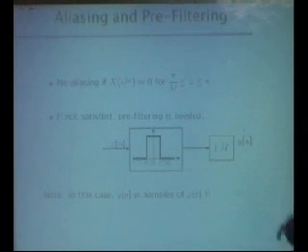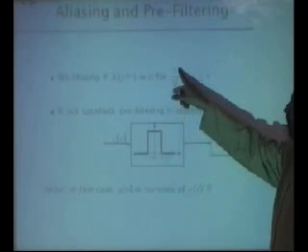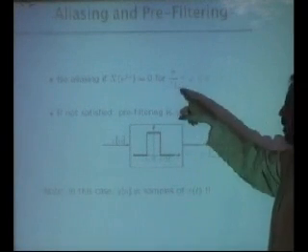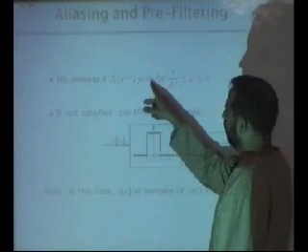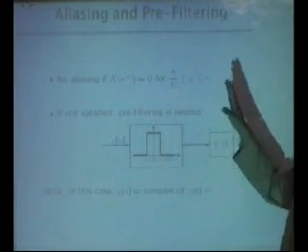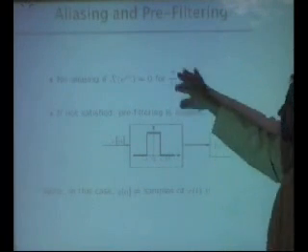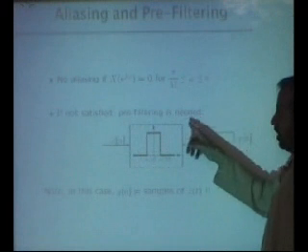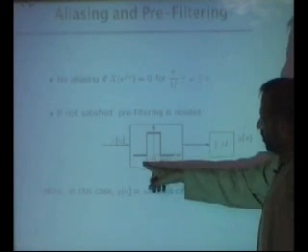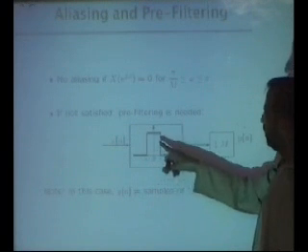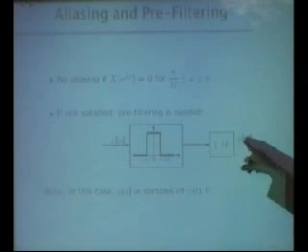If you know there is nothing beyond pi over M, then you can simply throw away samples. So no aliasing if the spectrum is 0 for omega greater than pi over M up to pi. Nothing there, throw away samples. But if not, then pre-filtering is needed in the digital domain. So you pass the signal through a pi over M filter and then throw away samples to get this.